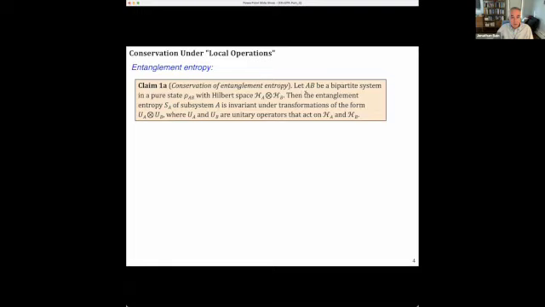Let AB be a bipartite system in a pure state, rho AB, that acts on some product Hilbert space HA cross HB. Then the entanglement entropy of subsystem A, the claim is, is invariant under transformations that take the form of, let's call it a bipartite product operator, UA cross UB, where UA and UB are unitary operators that act individually on the two factor spaces.